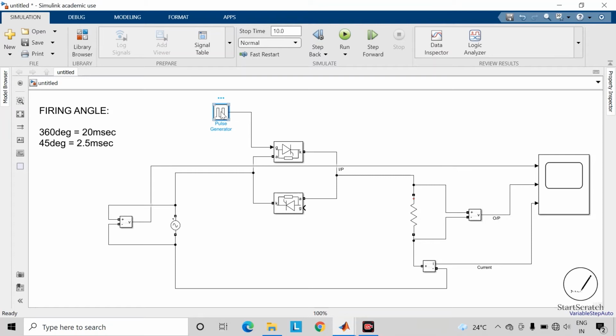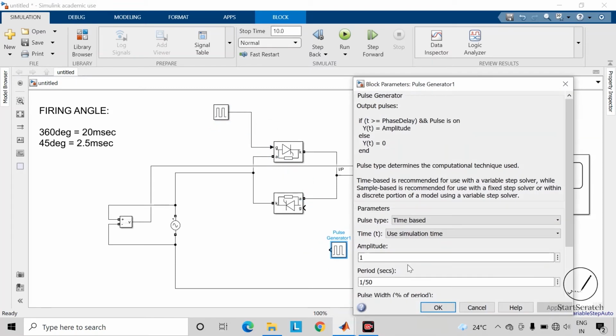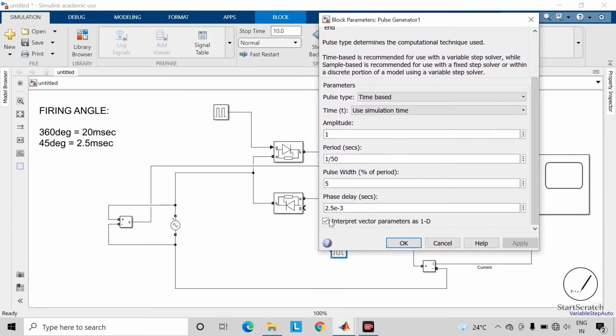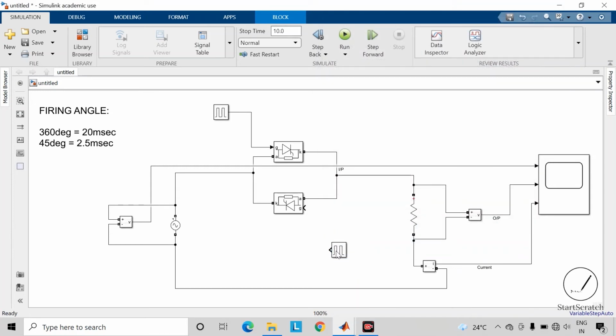Now copy this pulse generator block, open it, and we have to change here the phase delay because this thyristor will be conducting in the negative half cycle or after the delay of 10 milliseconds. So we have to add here the phase delay as 10 milliseconds plus this much of delay. So it will come out to be 12.5 milliseconds. So now let us connect this pulse generator to this second thyristor.